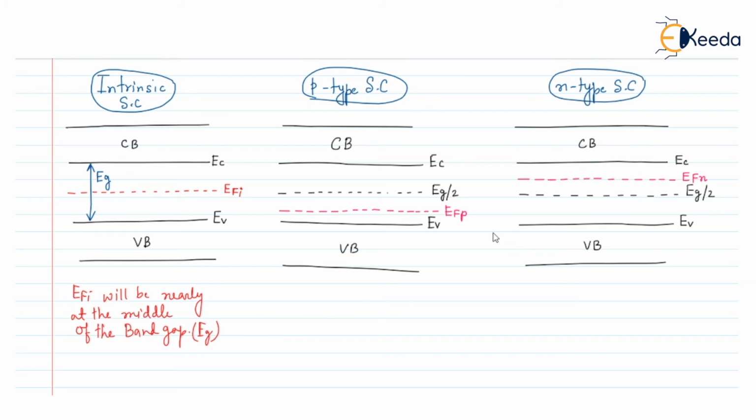So we can say that the Fermi level EFP will be near to the valence band and EFN will be near to the conduction band. So this is all about the energy band diagram of intrinsic, p-type and n-type semiconductor.